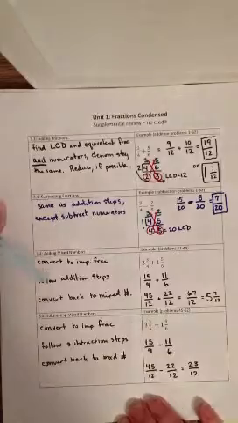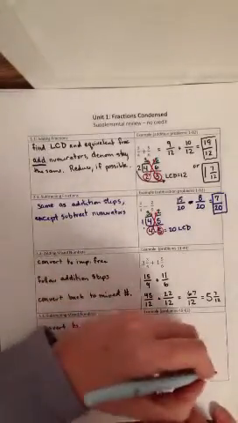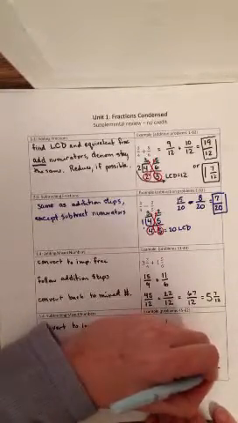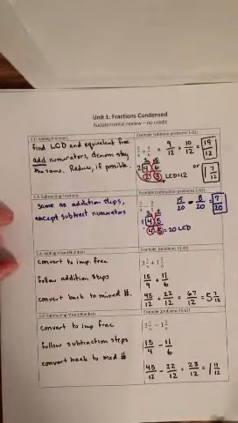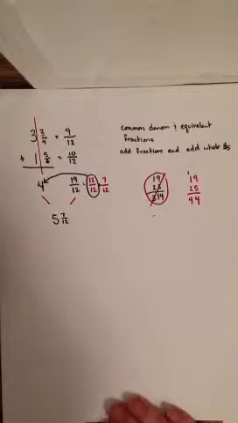And then my final step is to convert that back into a mixed number. Since 12 fits into 23 one time with 11 remaining, my final answer will be 1 and 11 twelfths. The alternate method shown in your textbook requires that you borrow.